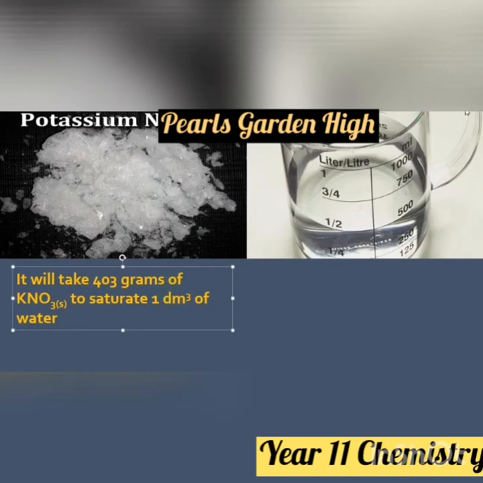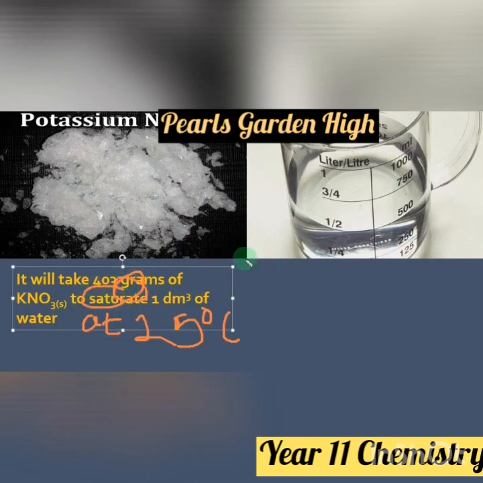Now, it has been experimentally determined that it takes this amount of potassium trioxonitrate(V) to saturate 1 dm cube of water at 25 degrees Celsius. Please take note, the temperature at which this is achieved is 25 degrees Celsius. So it will take 403 grams of the salt to prepare a saturated solution. Remember, that is what is required to find solubility, but the only difference is that solubility is measured in moles, and this has been given to us in grams.